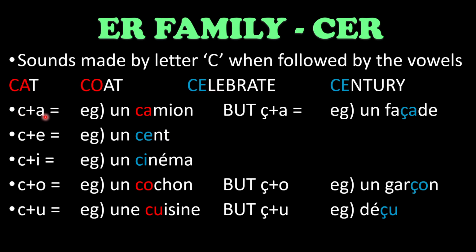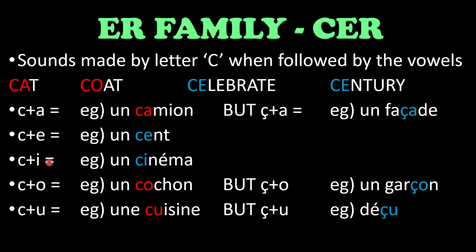When it's followed by A, it will give you the hard C, the k sound. So un camion, for example, a truck, camion. Can you hear the k sound? Then when it's followed by E, it gives you the soft sound, the s sound: un cent, cent. Can you hear this s sound? Un cent is 100. When it's followed by an E, it gives you the soft sound.